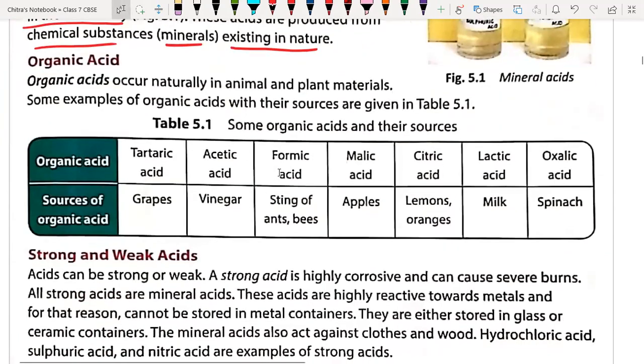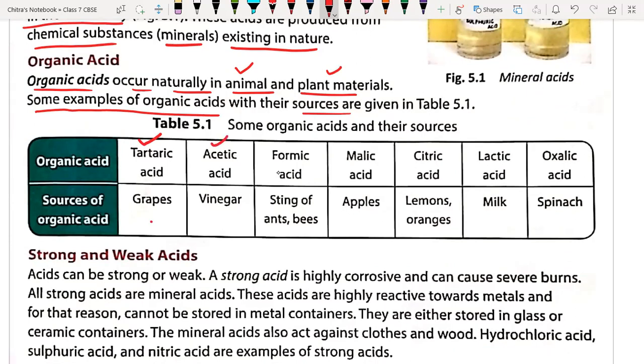Now we are going to discuss organic acids. Very important. Organic acids occur naturally in animals and plants. Means those acids derived from either animals or plants are called organic acids. Some examples of organic acids are given below. First, we have tartaric acid. It is present in grapes. Do remember, tartaric acid is present in grapes.